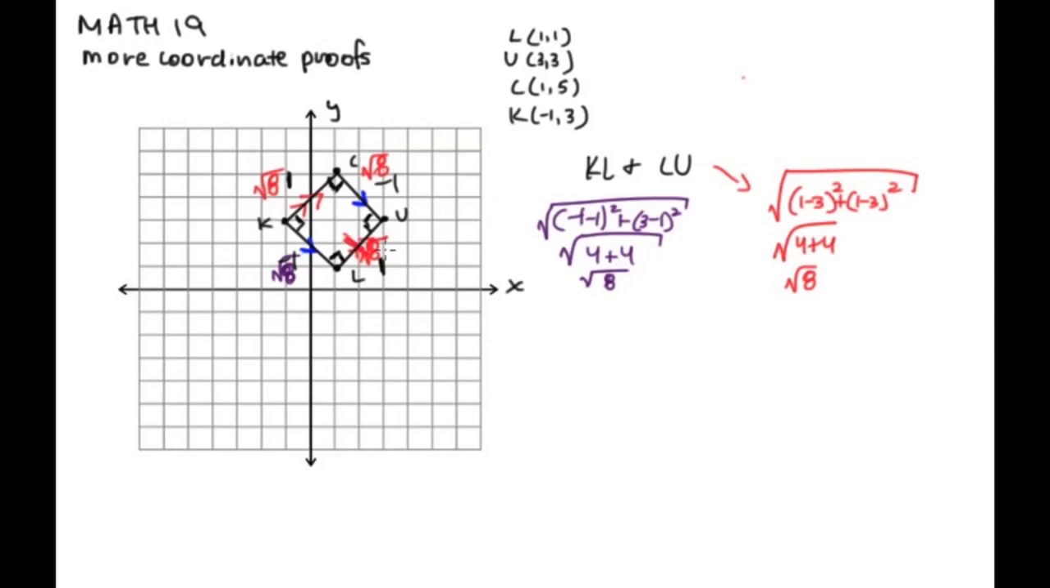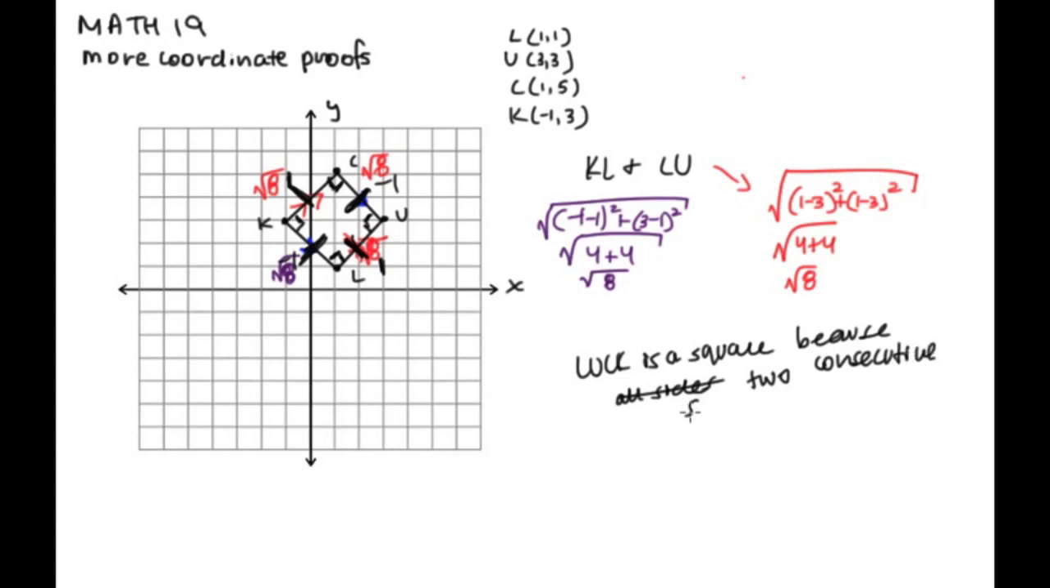Here congruent, here congruent, here congruent, here congruent. So now you can say that LUCK is a square because two consecutive sides are congruent. So that was a long one, but you see where I'm going here.